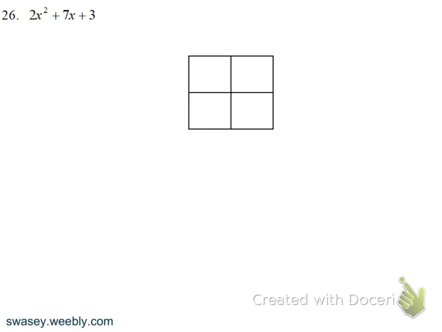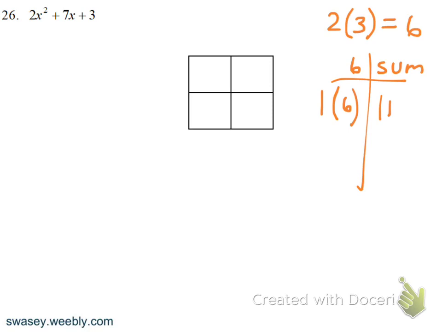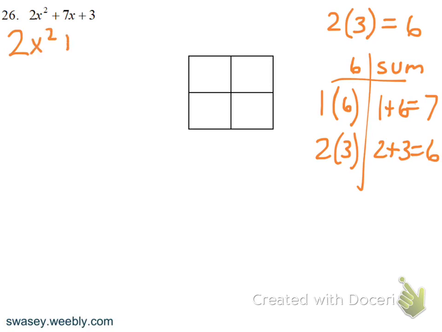A is not 1, so we can't do the shortcut. We'll do a times c, 2 times 3. 2 times 3 is 6. Looking for 2 numbers that multiply to get 6, that add to get 7. So 1 and 6 is the pair that works. If you tried 2 and 3, you'd see that they add up to 5. Ooh, that's wrong. It should say 2 plus 3 equals 5. Alright, split the middle term into 1x and 6x.